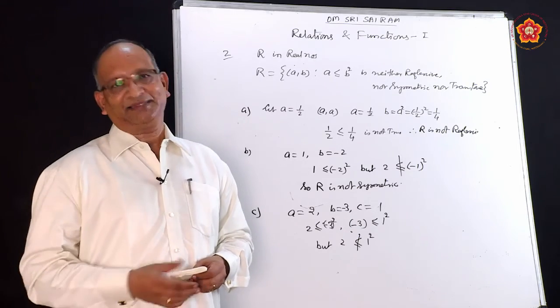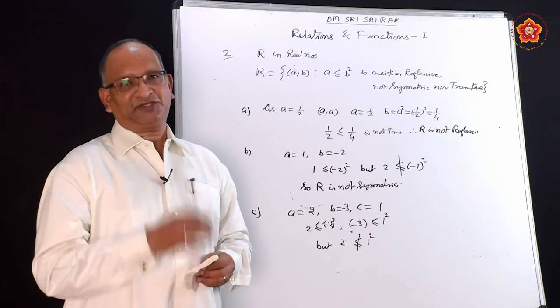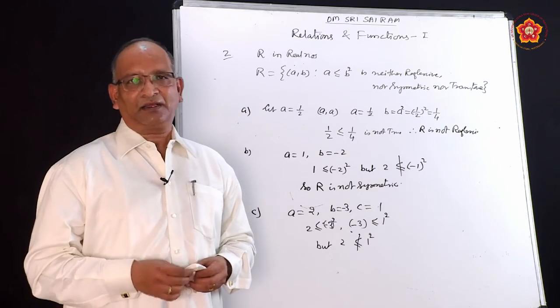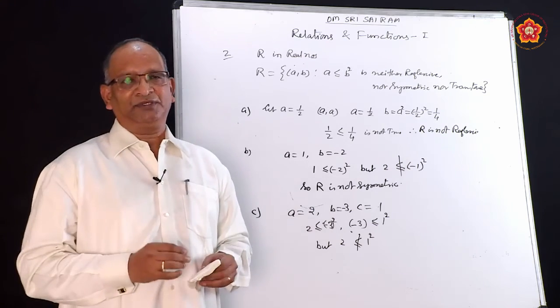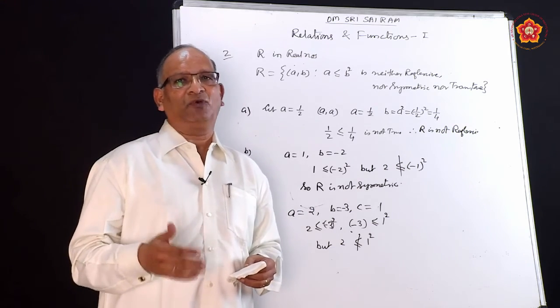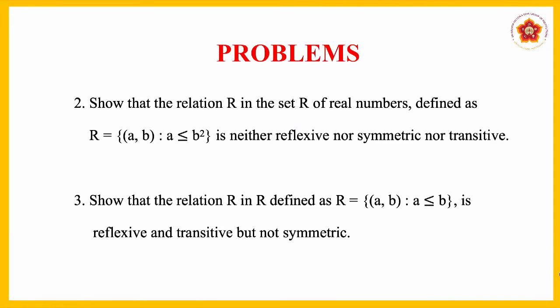symmetric nor transitive. Let us take one more last problem for this session, and with that we will conclude this particular session. And as we keep doing problems, this concept of relations becomes more and more clear. Let us take up the next. The next problem appears to be much simpler. Instead of b square, it is just b.